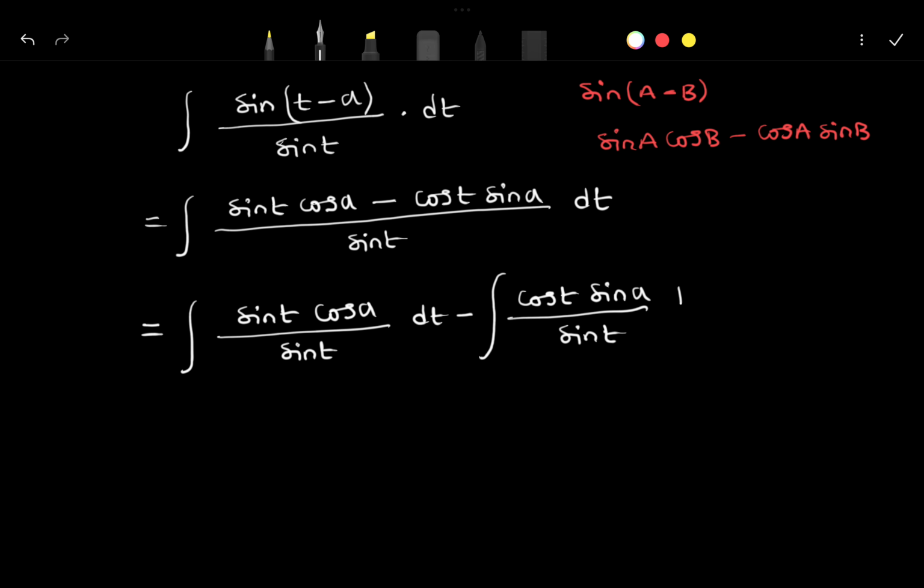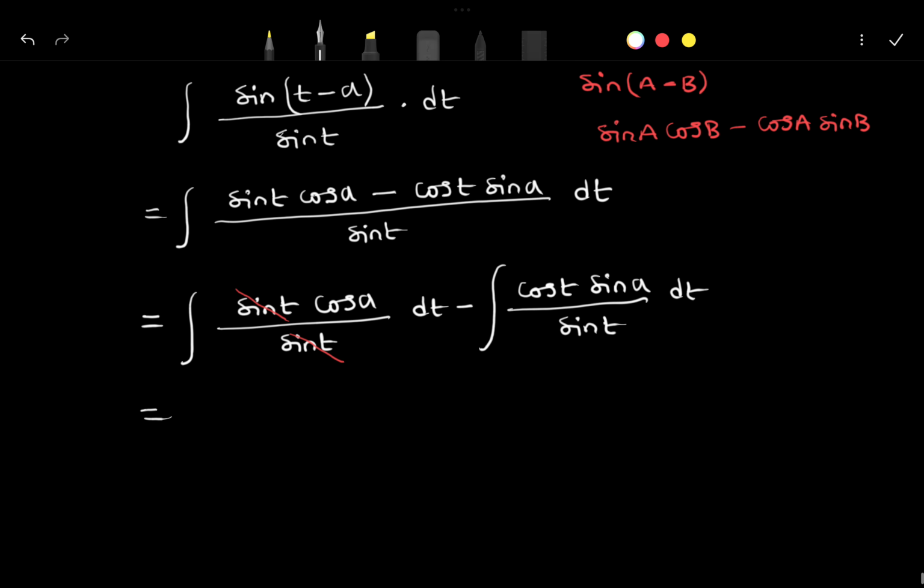Okay, so now after this one you observe this value in the first term: sin t and sin t will cancel. Okay, and next, what is the resultant value? Cos a is a constant because there is no variable in that trigonometric function. A is the constant, so cos a is also constant.